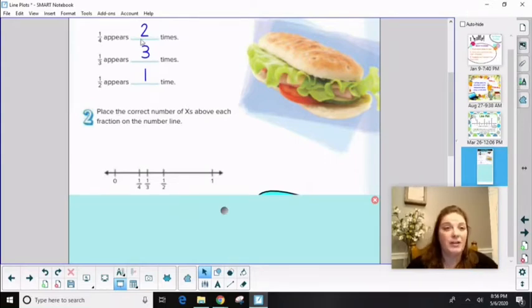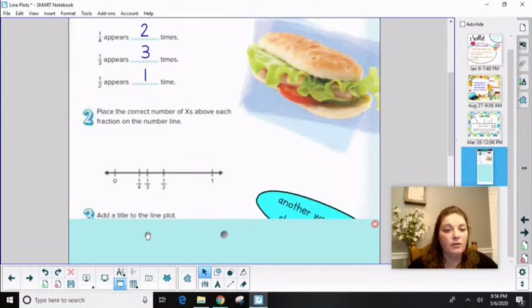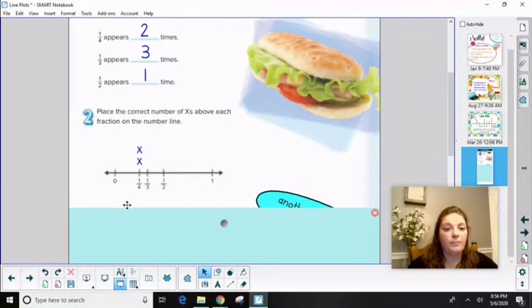I'm sorry, 2 of the friends had a sandwich that was 1/4 of a foot. So we need to go to 1/4 of a foot, and we need to put 2 x's above that. Now we need to go to 1/3 of a foot, and we need 3 x's above it. And then one friend had a 1/2 foot sandwich, hoagie, so we place 1 x above the 1/2.